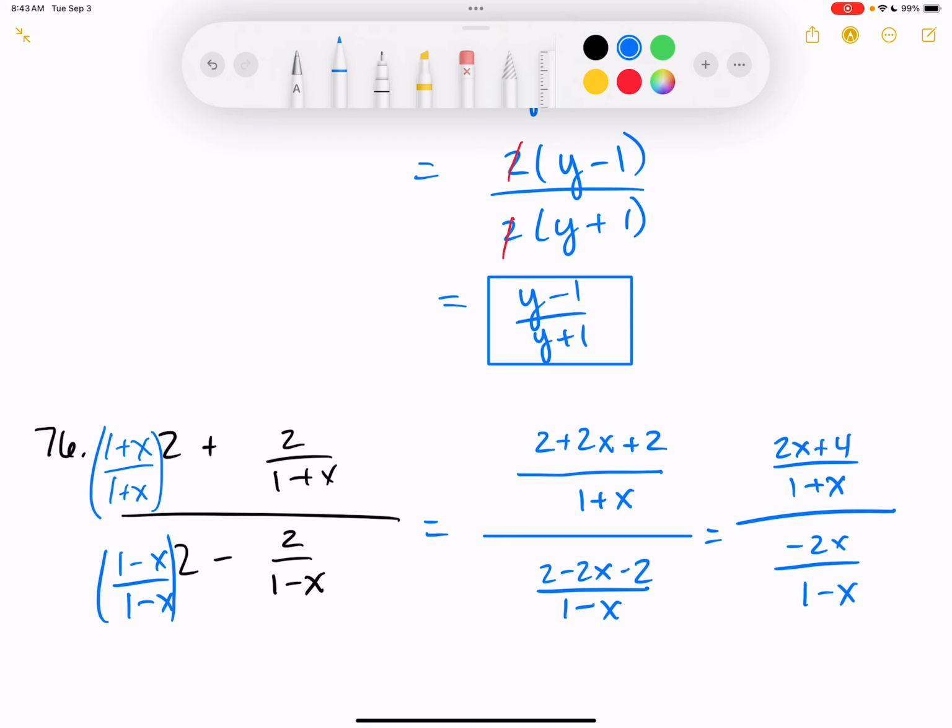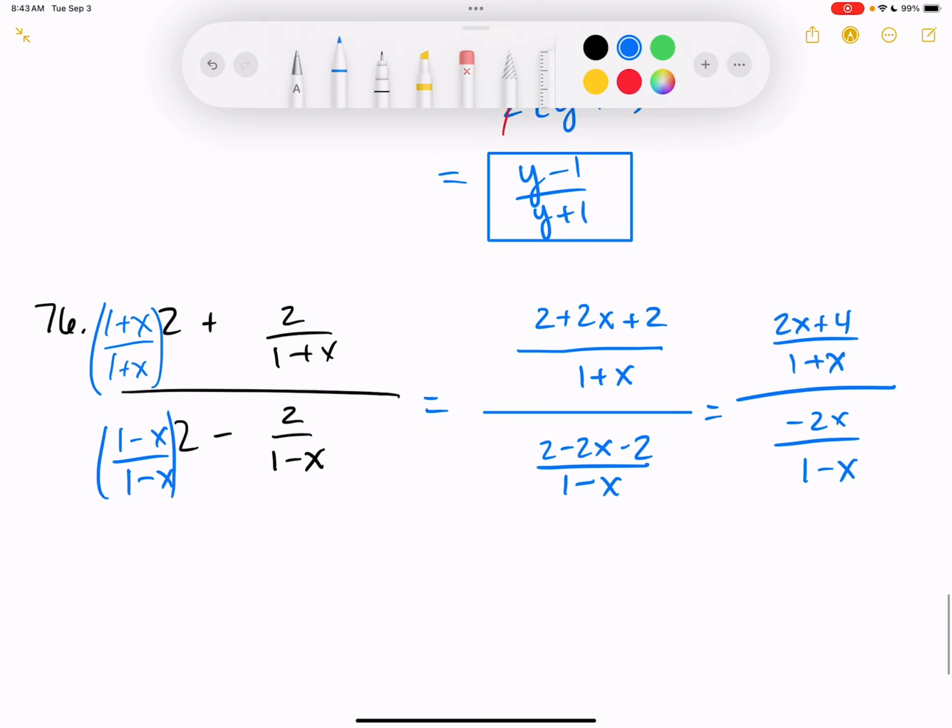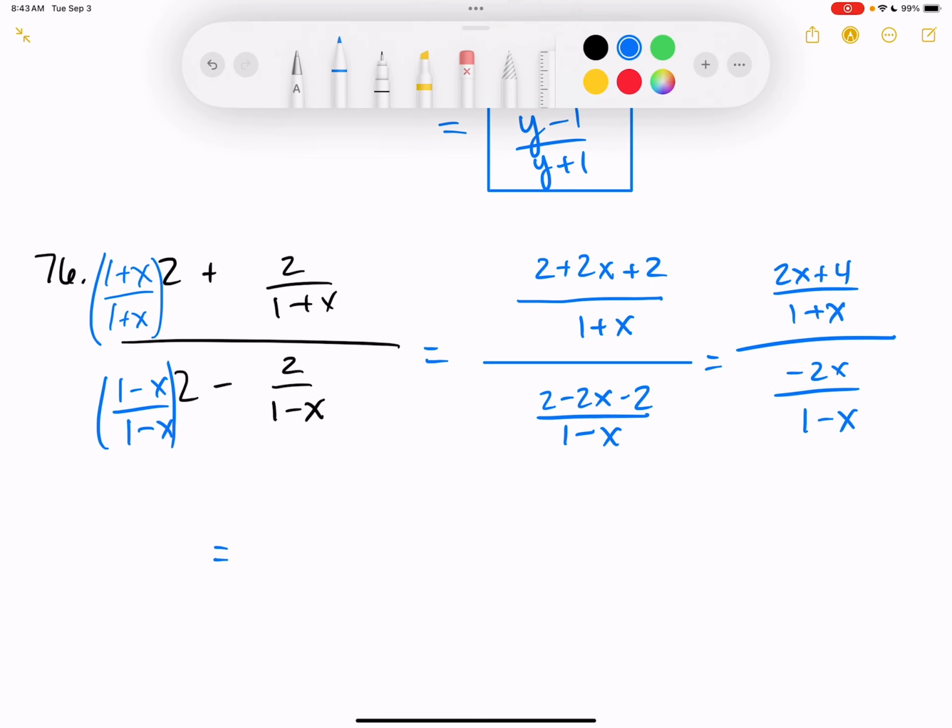I'm going to keep, change, flip at this point, which is going to give me 2x plus 4 over 1 plus x times 1 minus x over negative 2x. Now, anything you see that I can cancel?